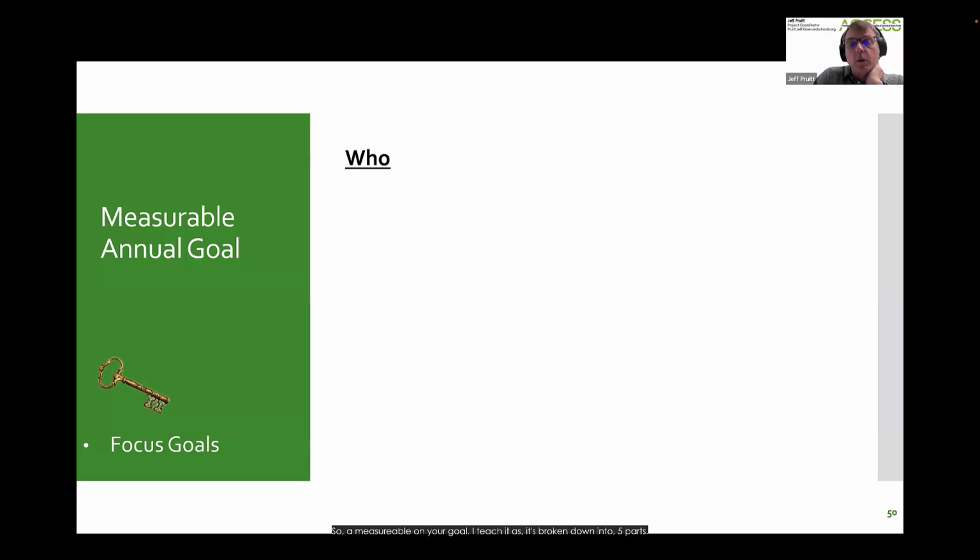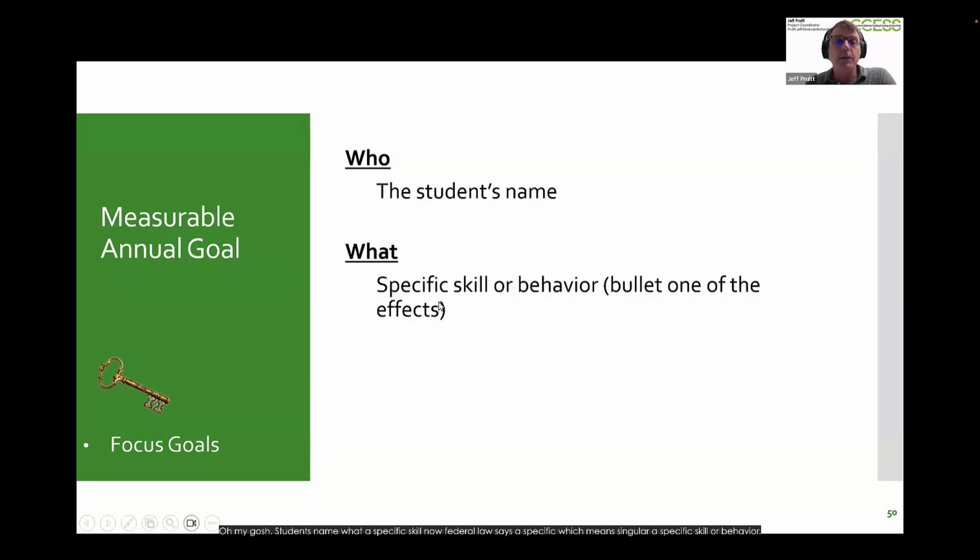So for the measurable annual goal, I teach it as broken down into five parts. So, who: the student's name. What: a specific skill. Now, federal law says a specific skill, which means singular, one skill or behavior, not "will pass the 3rd grade." That's all the things. Could you imagine being held accountable for passing 3rd grade?